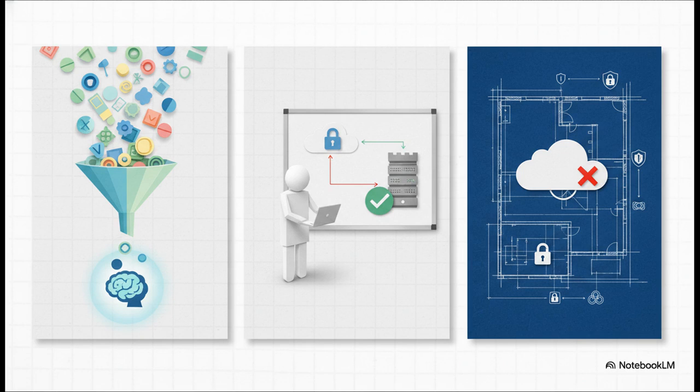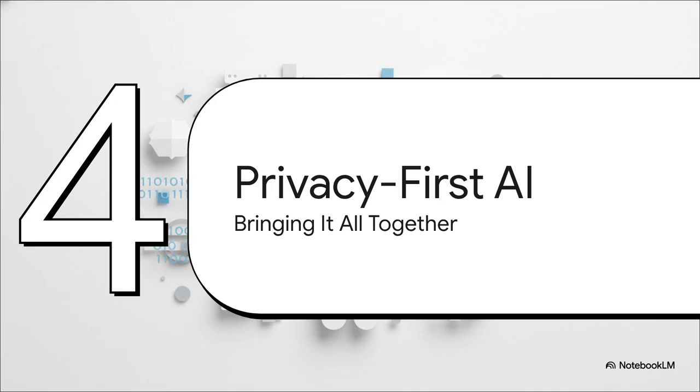But look, the best technology in the world is useless without solid rules, without good governance. And that all comes down to people and process. It means only giving the AI the bare minimum data it needs. It means training your team so they understand the risks. And most importantly, it means building privacy checks into your projects from day one, not tacking them on at the end. So when you bring all three of these layers together, you've got the clean data, you've got the real-time gatekeepers, and the solid foundation of infrastructure and governance, that's when you start to build a system that's truly robust. That's when you can finally achieve what we call privacy-first AI.